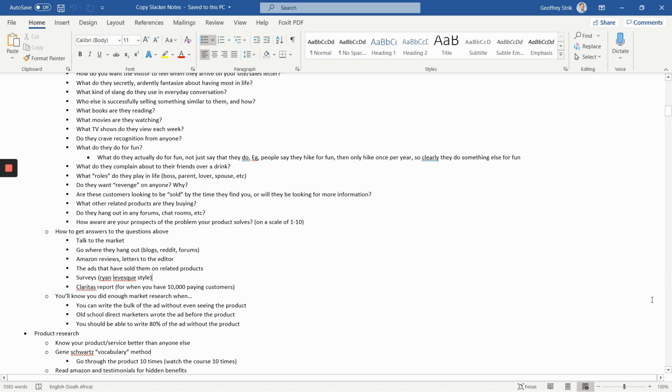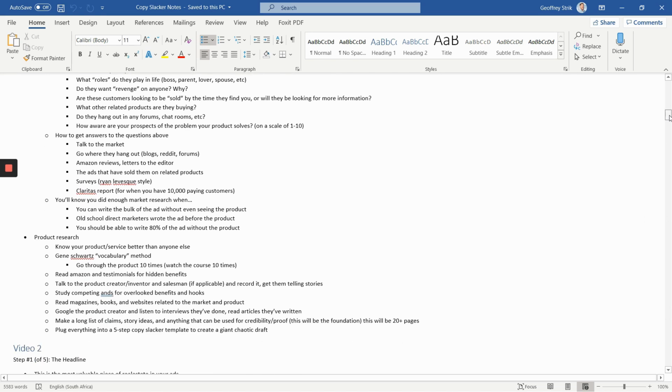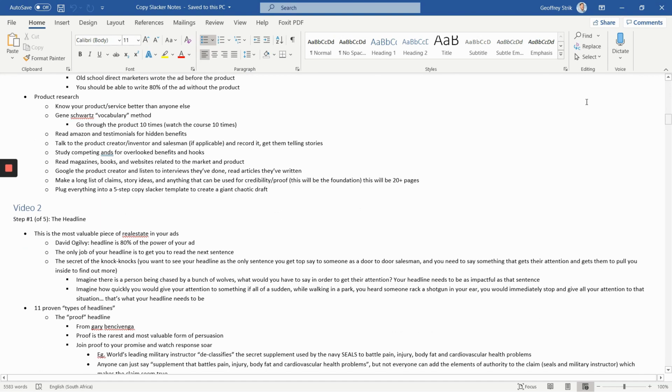So product research. This is mainly our competitor research here. You want to know your product, your service better than anybody else. You want to know your competitor services better than they understand it themselves, just to really understand where the gaps are in the market. Gene Schwartz vocabulary method.